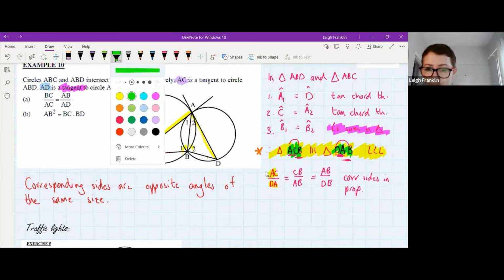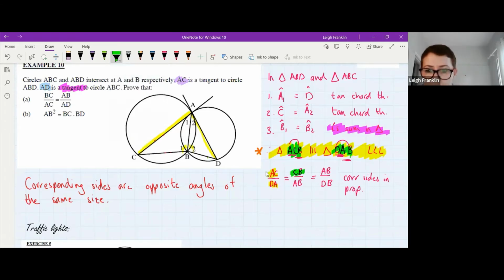New color. CB and AB are corresponding. So there's CB, here's AB. Okay, they are opposite angles that are the same size. Remember, angle A1, which is opposite side CB, is equal to angle D, which is opposite side AB.